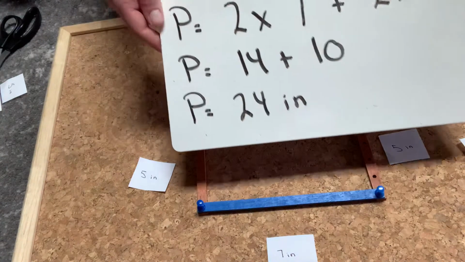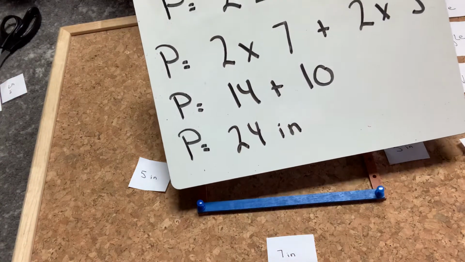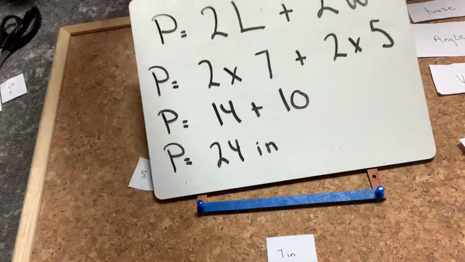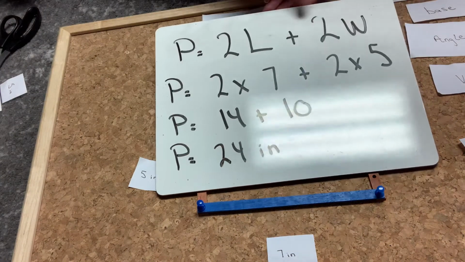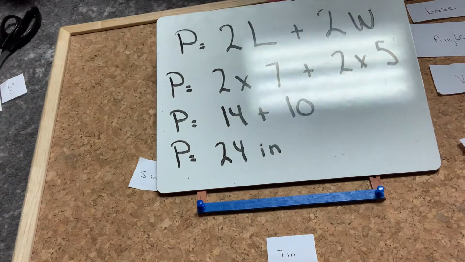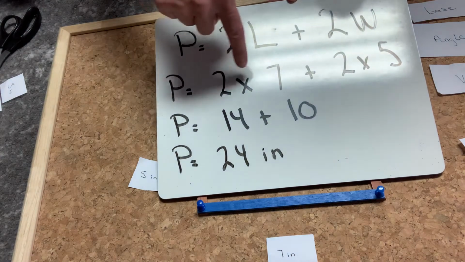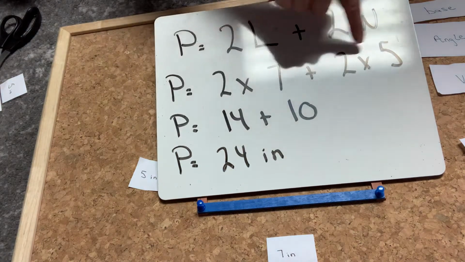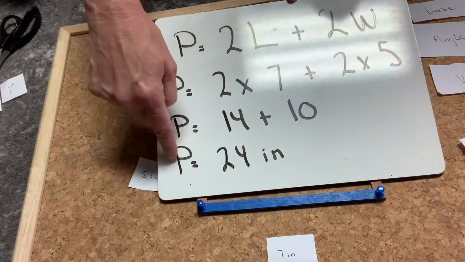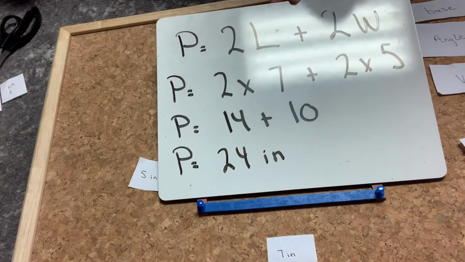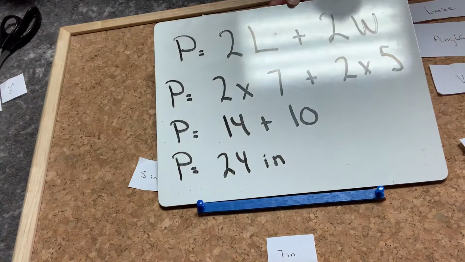And then I'm gonna add that value to 2 times the width. And we know that the width is 5 inches long. So 2 times 7 equals 14. 2 times 5 equals 10. So our perimeter, by multiplying, is 24 inches long.